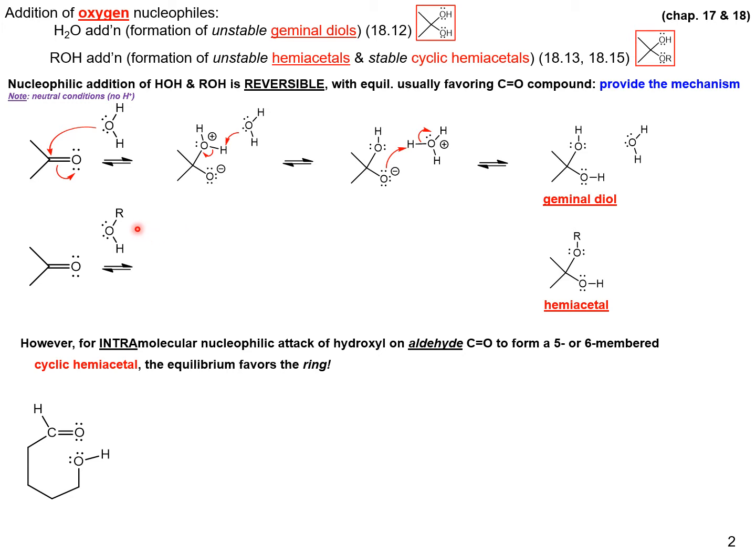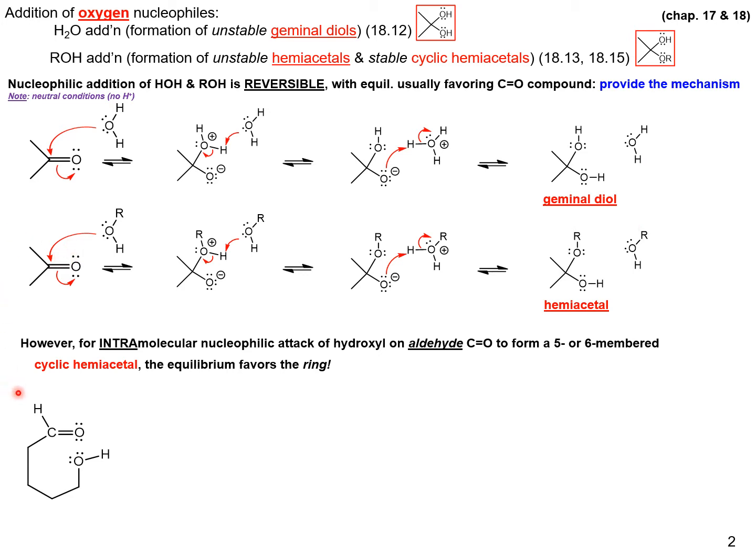The addition of a molecule of an alcohol to an aldehyde or ketone is basically the same mechanism that was proposed above. The only difference is that instead of HOH, we have ROH. So you can see the first step is nucleophilic addition, followed by the two-step proton transfer. Exactly the same mechanism, except that instead of HOH, we have ROH adding to the carbonyl.